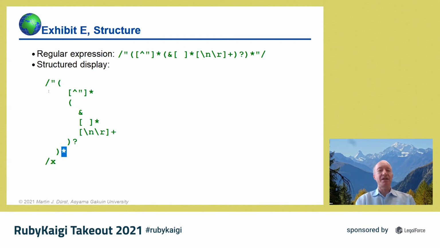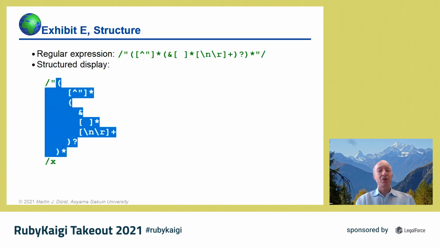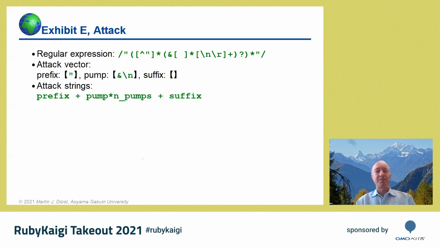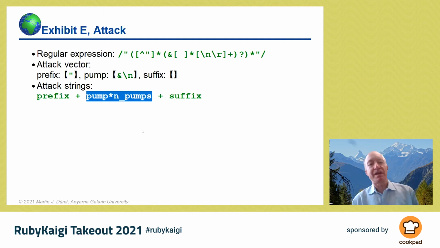We have a star here for this whole group here. And then we have a star here again, which means that this can get dangerous. And then we have an attack vector. The attack vector says what kind of string will make this expression slow. And it consists of a prefix, then something called pump. The pump is used multiple times, maybe 10 times, maybe 100 times, maybe 10,000 times.